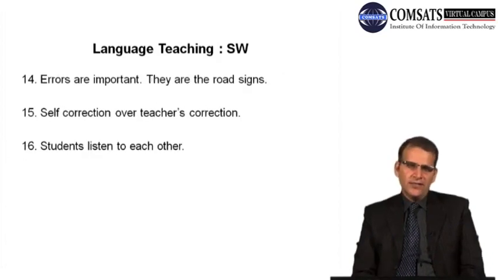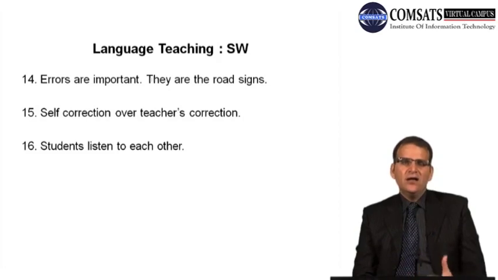Errors are important. They are the road signs. If the student makes a mistake, fine, right? All students have some errors. So yes, errors help the learners to learn fast. So errors should be taken positively. When there are errors in the language of the learners, it shows that the learner is learning. And if you see that a learner does not have any errors, it means that maybe he's not learning. So the errors or mistakes are the yardstick for the learner that he is learning things.